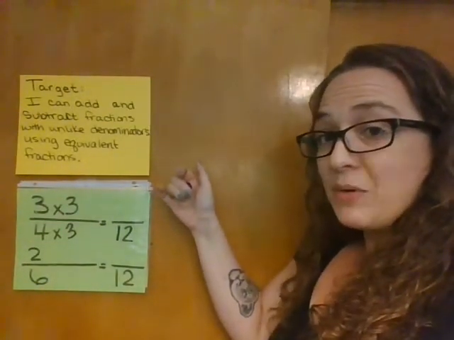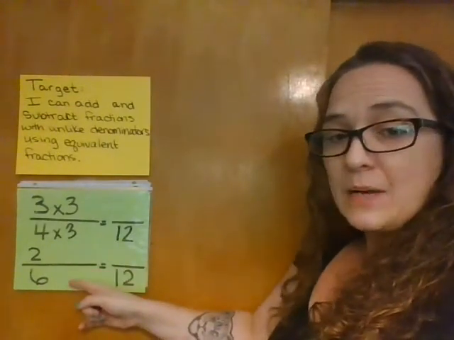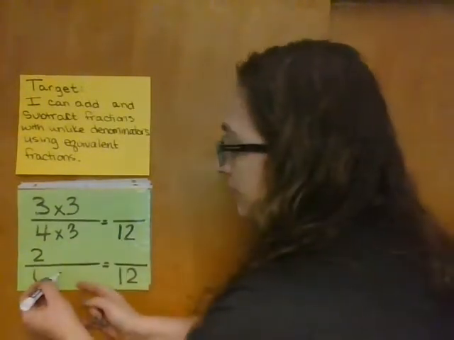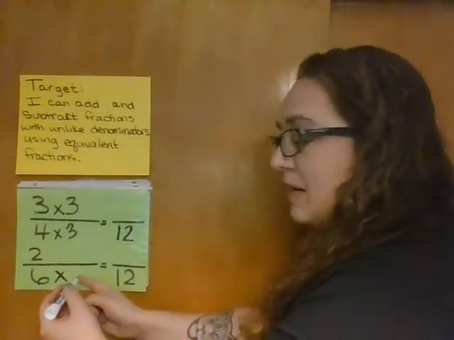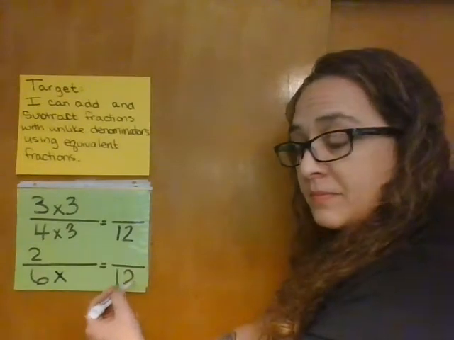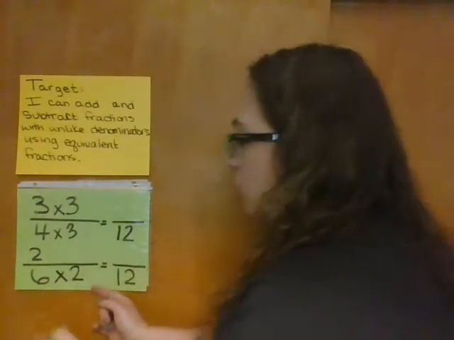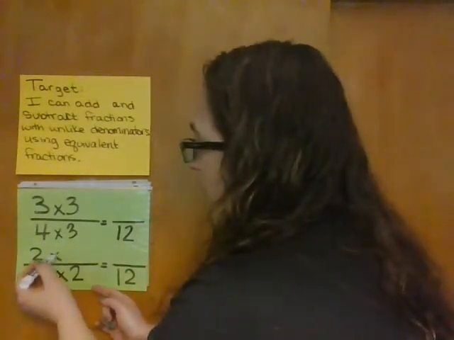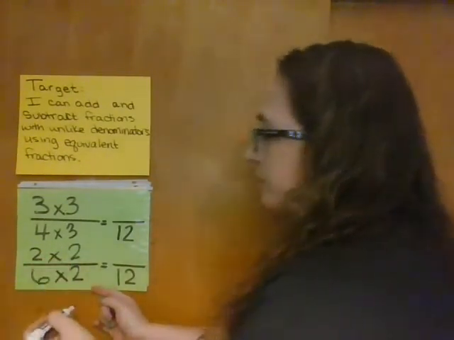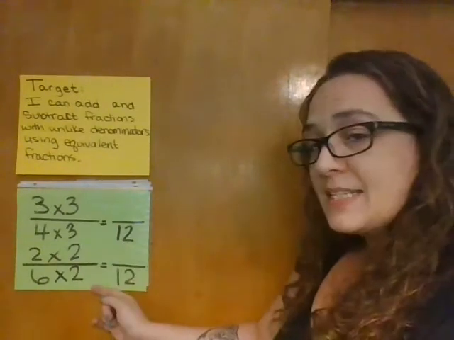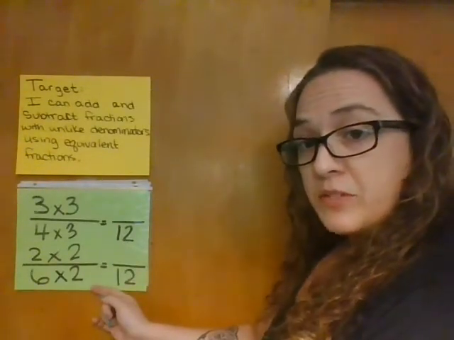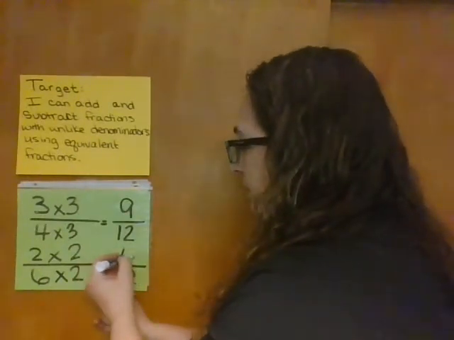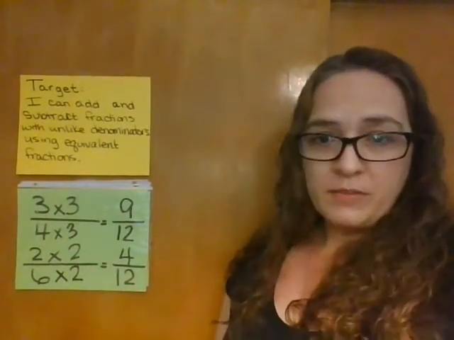I'm going to repeat that process for my 2/6. How am I going to take my 6 and change it into a 12? Well, 6 times what number gives us 12? 2. Great. Now I have to do that for that numerator. So this will be 2 times 2. Now I can fill in my missing numerators. 3 times 3, and then 2 times 2. I now have my equivalent fractions.